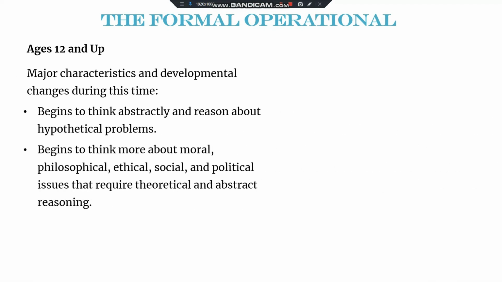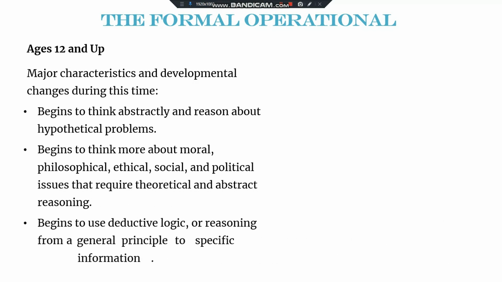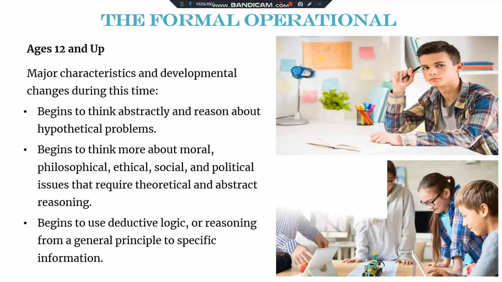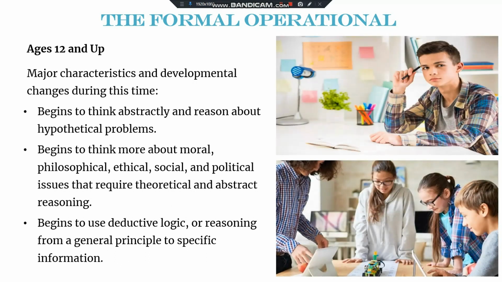They begin to think more about moral, philosophical, ethical, social, and political issues that require theoretical and abstract reasoning, and they begin to use deductive logic, or reasoning from a general principle to specific information. At this stage, the child can analyze their environment and make deductions. They can create theories about what is possible and what might happen in the future based on their existing knowledge. This is known as hypothetical deductive reasoning, an essential part of the formal operational stage.